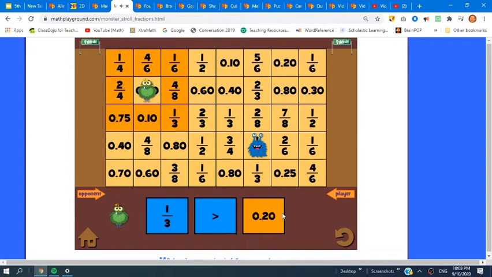1/3 is bigger than 0.2 or 20 hundredths. Yes, that's true. 0.9 is bigger than, 90 hundredths is the same or bigger than 1/3. I need to get to the finish line. This is my finish line. I'm kind of far away. All right, 1/4 is smaller than 1/2.